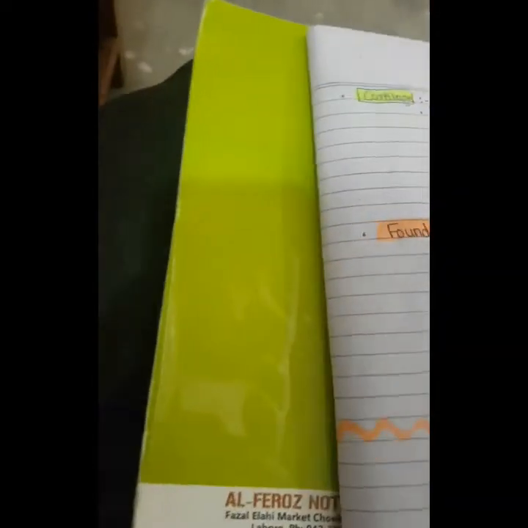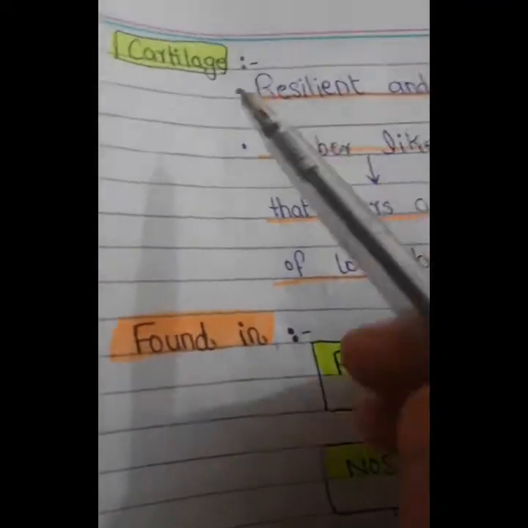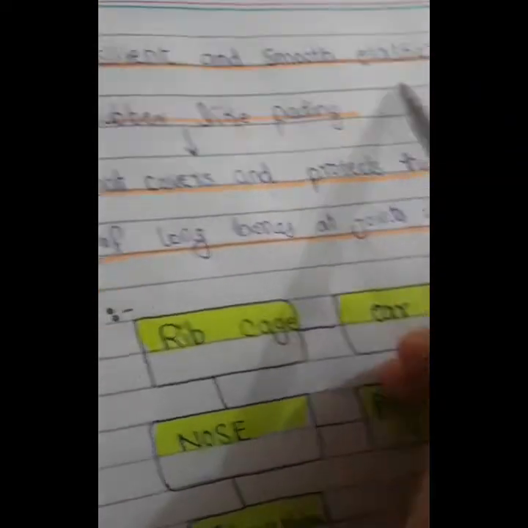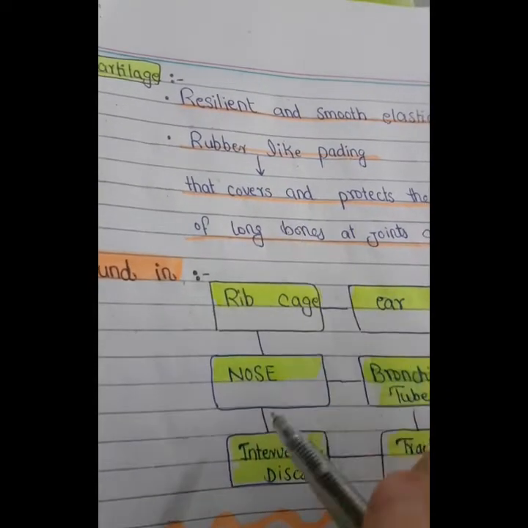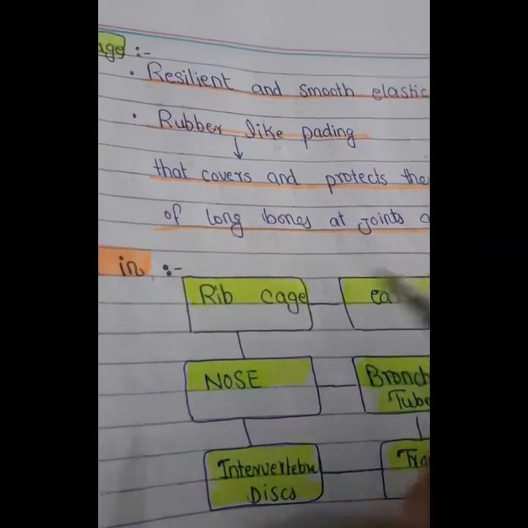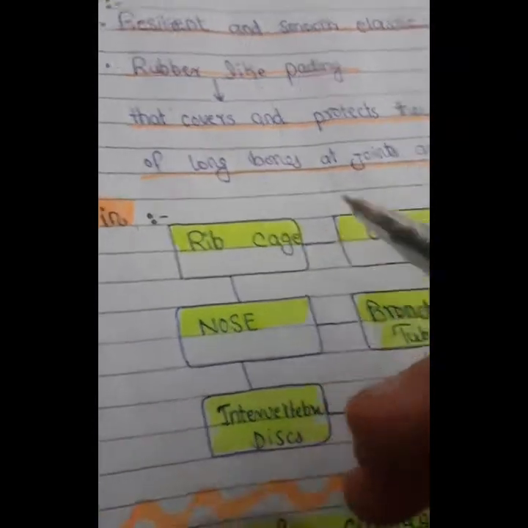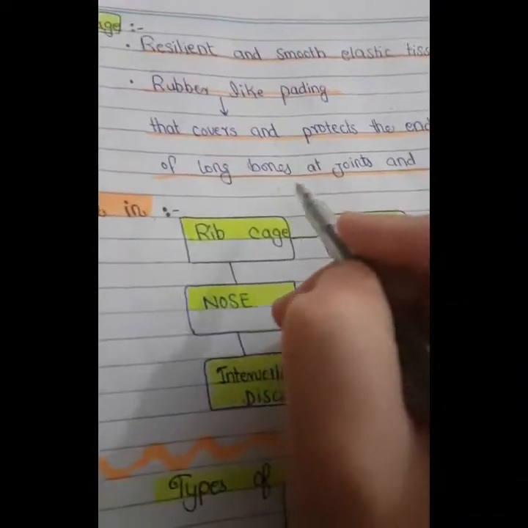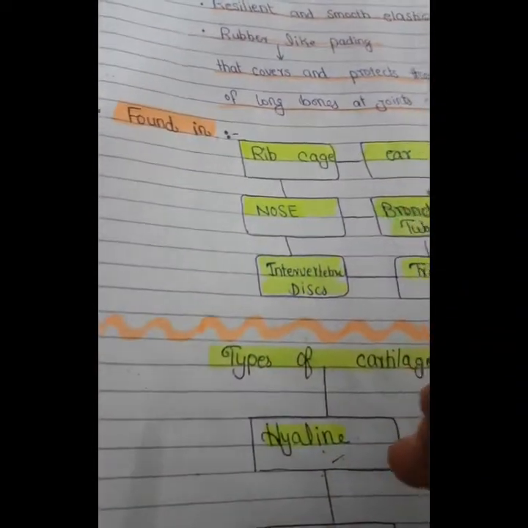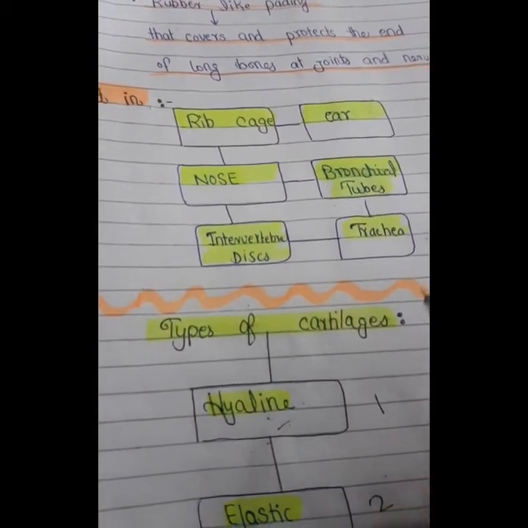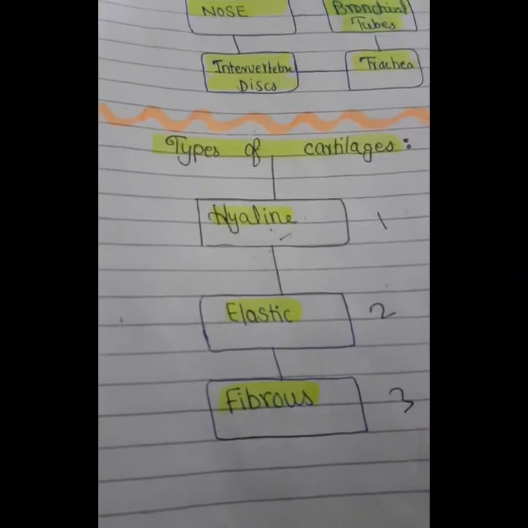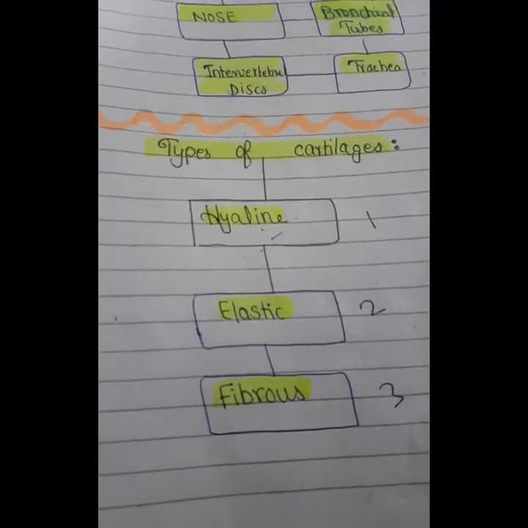Let's summarize it quickly. Just a quick review again. Cartilage is a resilient and smooth elastic tissue, rubber-like padding that covers and protects the ends of long bones, joints, and nerves. It's found in the rib cage, ear, nose, bronchial tubes, intervertebral discs, and trachea. Types of cartilages: number 1, hyaline; number 2, elastic; number 3, fibrous cartilage.